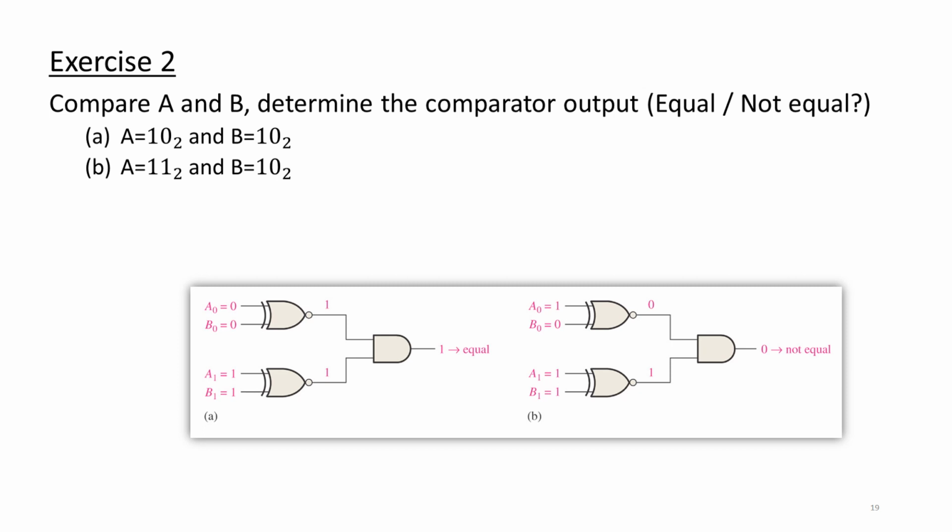So in this exercise, we're trying to compare A = 10 and B = 11 and 10. So for A, if the first bits A0 and B0 are equal, the output will be 1. And for the second bit, A1 and B1, if they are equal, the output will also be 1. And if both are equal, they are ANDed together, and we have 1 as an output. For B, if the first bits A0 and B0 are not equal, the output will be 0. And for the higher bit, even though it is equal, the AND gate will produce a 0 to indicate that the 2-bit numbers are not equal.